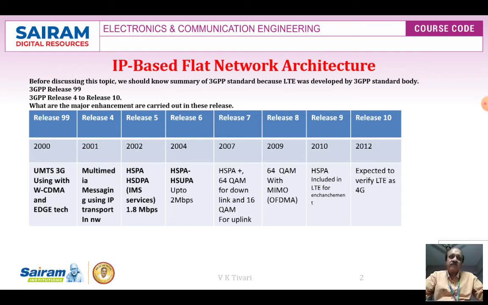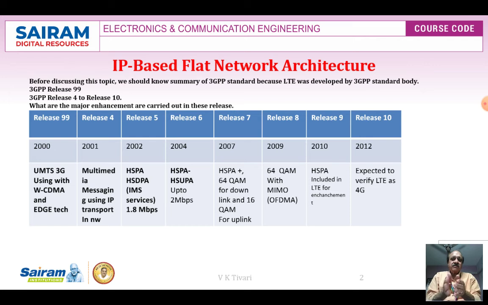So we have used near-4G broadband technology, but not exactly 4G. There was a drawback, which I have already discussed in earlier slides: it has not reached the exact 4G level. In release 6 we used HSPA, where uplink was improved to 2 megabits per second, whereas in release 5 IMS technology for GSM was improved to 1.8 megabits per second.